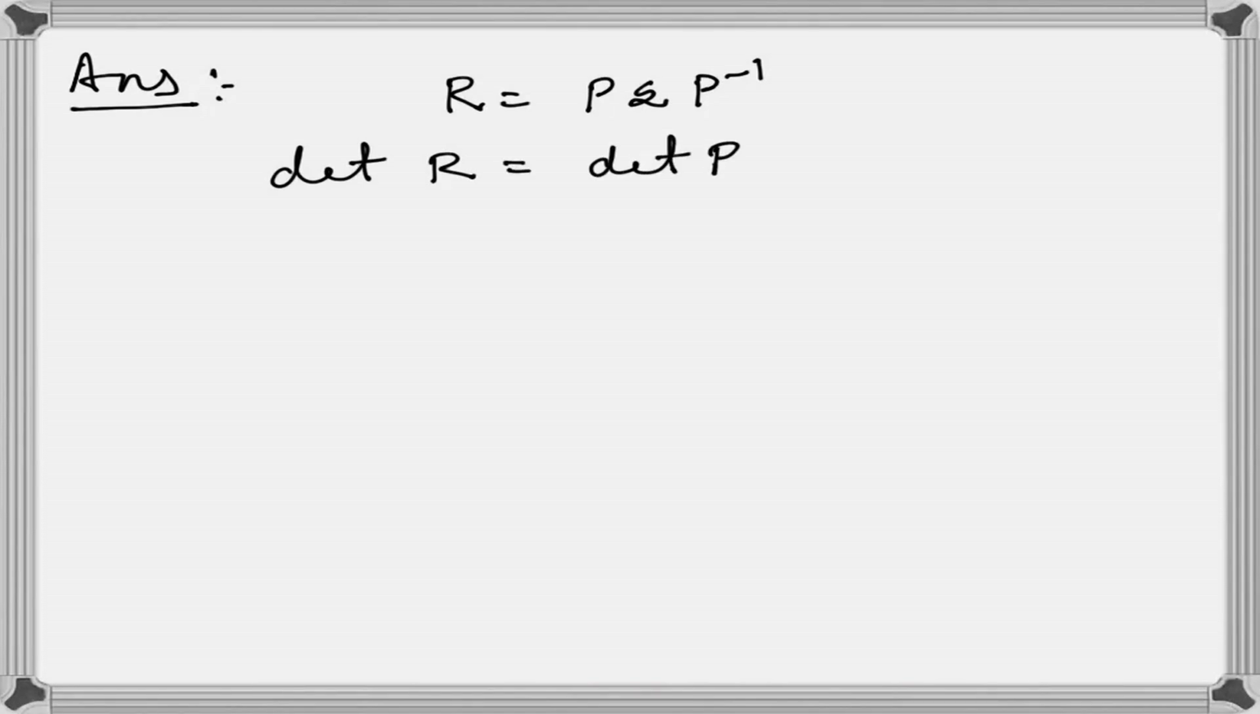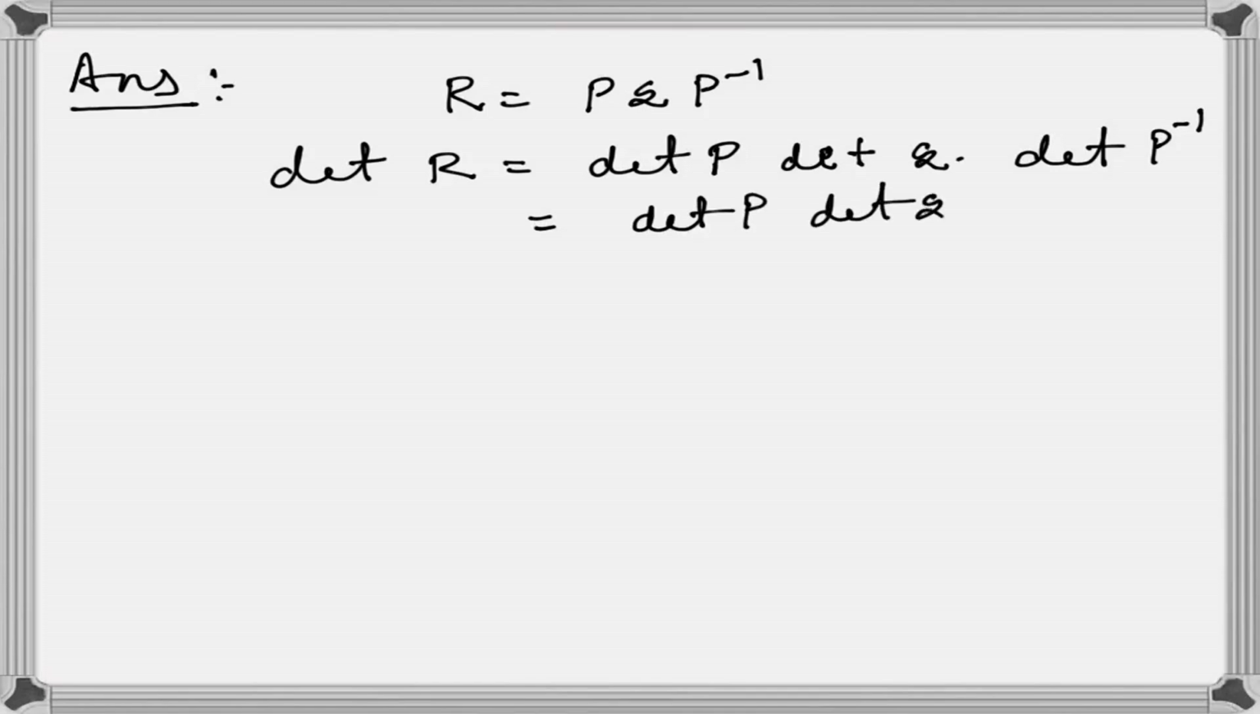Okay, so where do we start? Let's start with R equals PQP inverse. Then the determinant of R is the determinant of P times the determinant of Q times the determinant of P inverse. As we know, the determinant of P inverse is 1 upon determinant P, so the determinant of R is nothing but the determinant of Q.